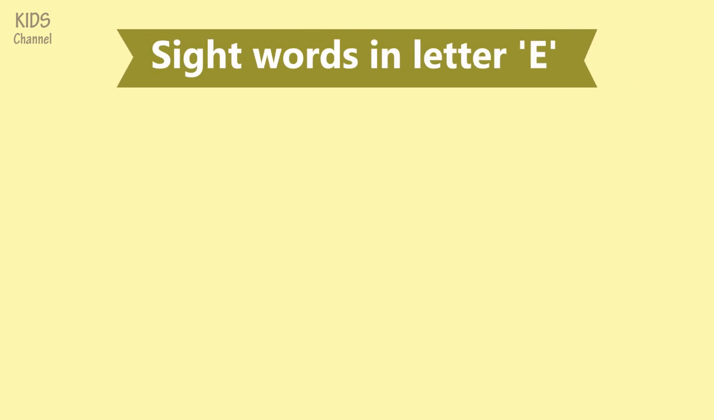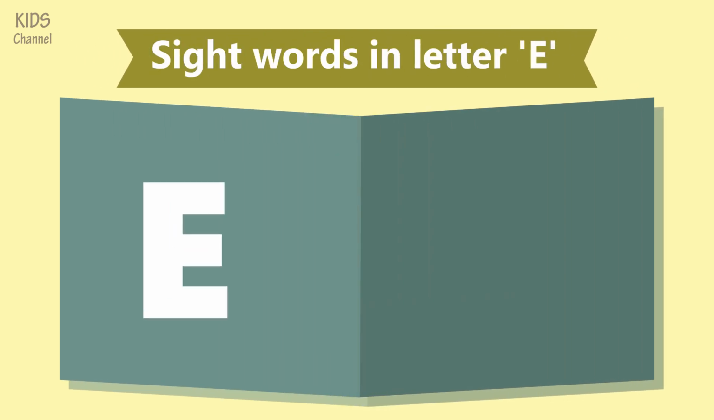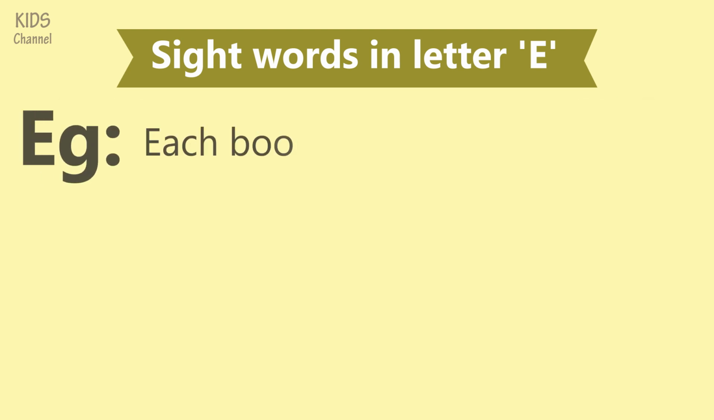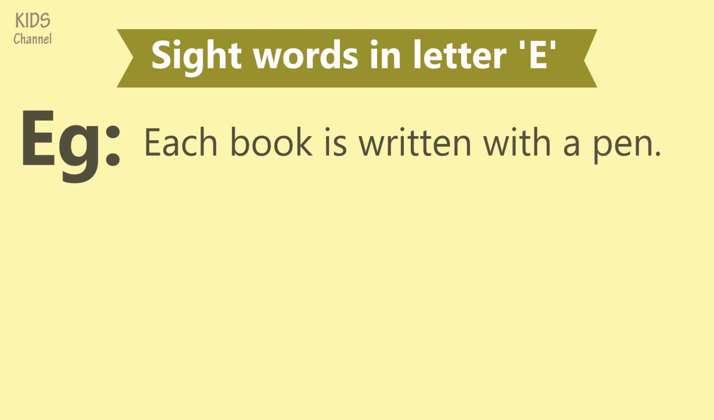Sight words in letter E: each. With few examples, we'll identify the sight words in letter E. Example 1. Each book is written with a pen. Here, each is a sight word in letter E.